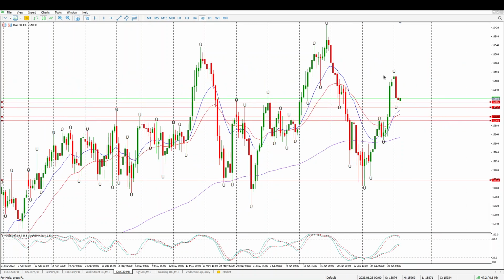I think what you should be doing is to see where we are going to get support and where the opportunity is to buy. So do have a crossover of the moving averages now as well. We haven't tested the 155, so that is also another thing that could influence us.